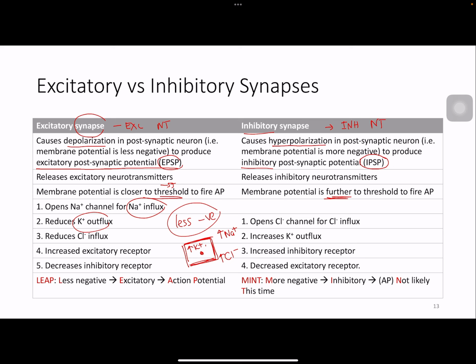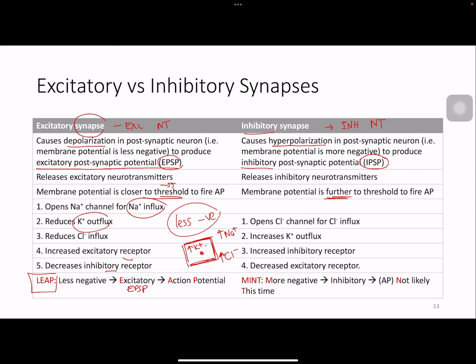Similarly, chloride will tend to move into the cell down the concentration gradient. But if you can reduce the chloride influx, then of course the inside of the cell becomes less negative as well. Another way is that you can reduce the inhibitory receptor on the postsynaptic neuron or increase the excitatory receptor on the postsynaptic neuron. So in conclusion, you can use this mnemonic. When the membrane potential is less negative, it produces EPSP, which then fires the action potential.